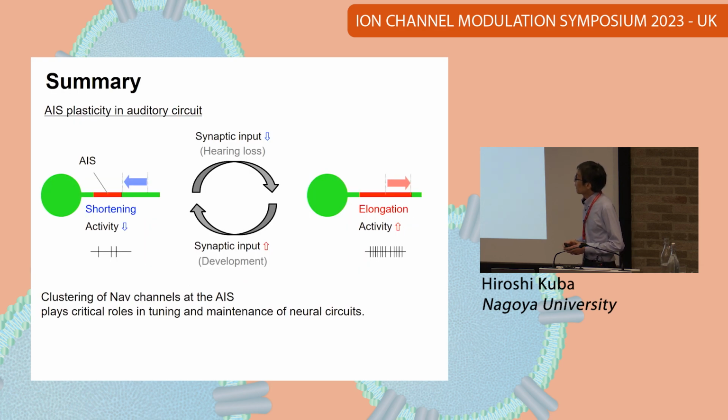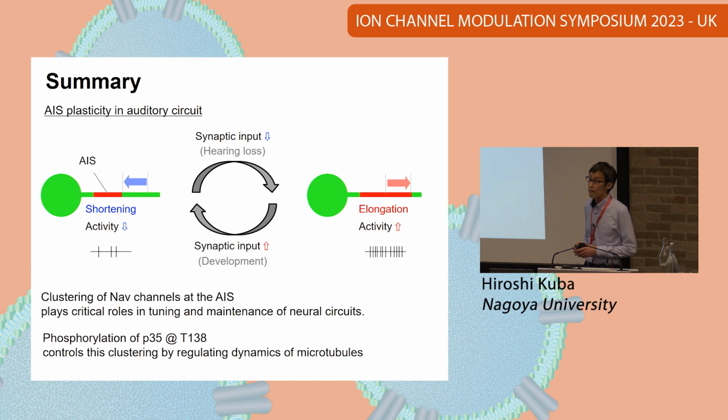So this is a summary of my talk. Clustering of Nav channels at the AIS plays a critical role in tuning and maintenance of neural circuits, and phosphorylation of p35 at T138 controls this clustering by regulating dynamics of microtubules. Thus, phosphorylation of p35 could be a potential therapeutic target for the diseases which are related to abnormalities in membrane excitability or the AIS.